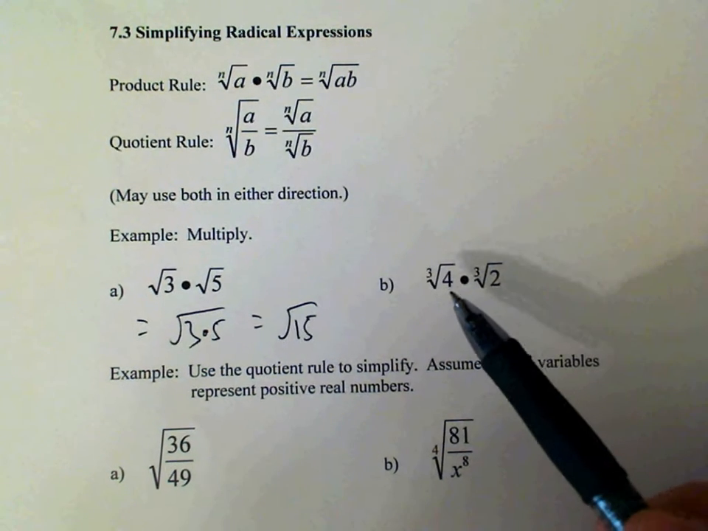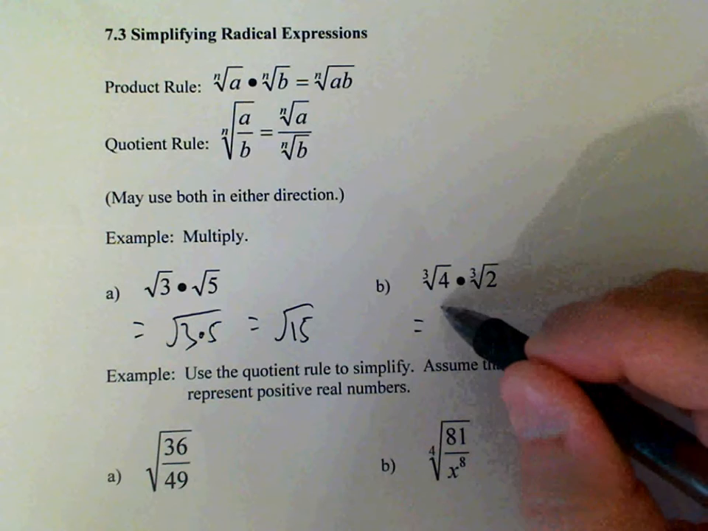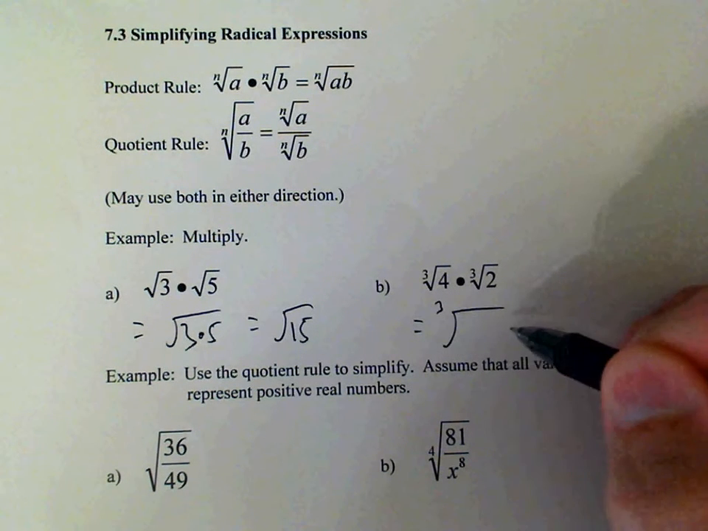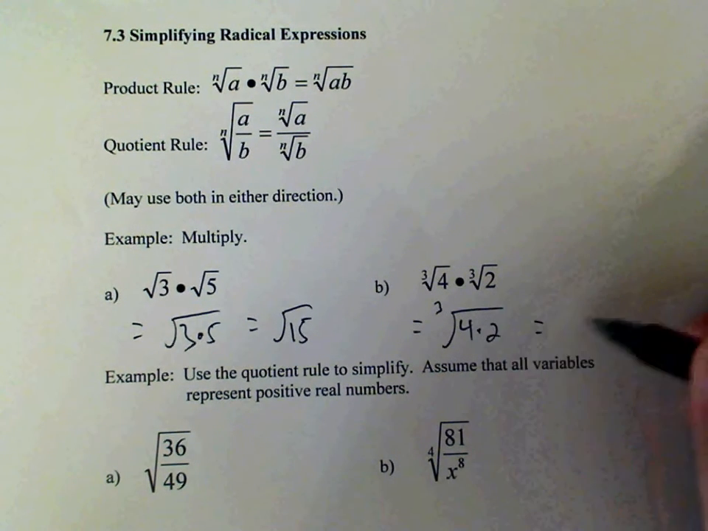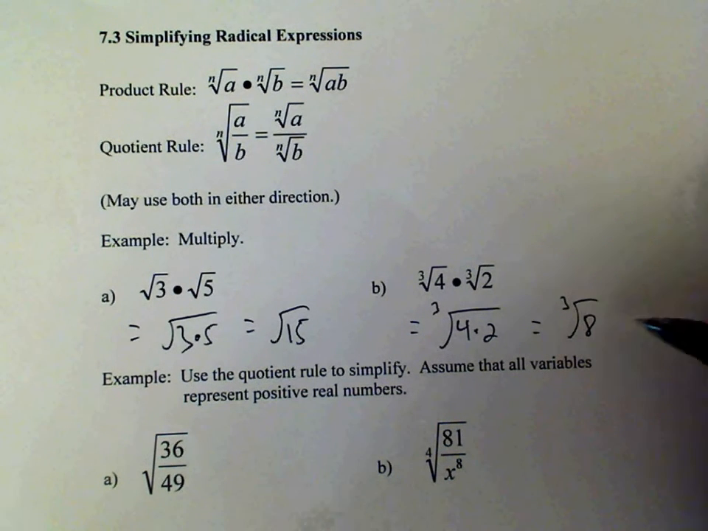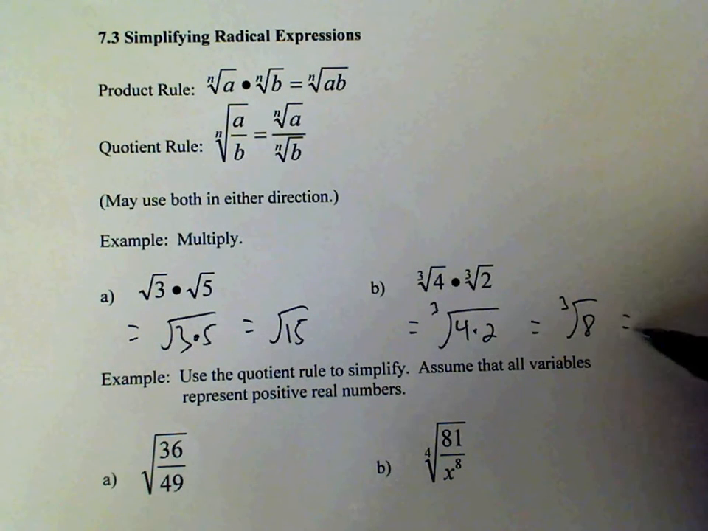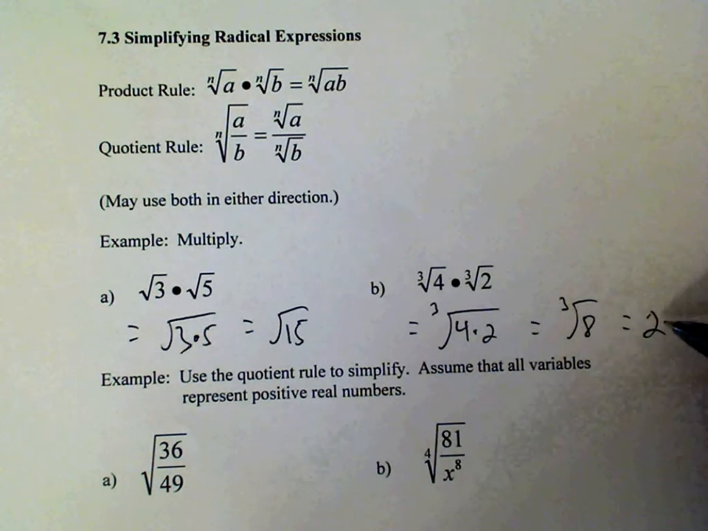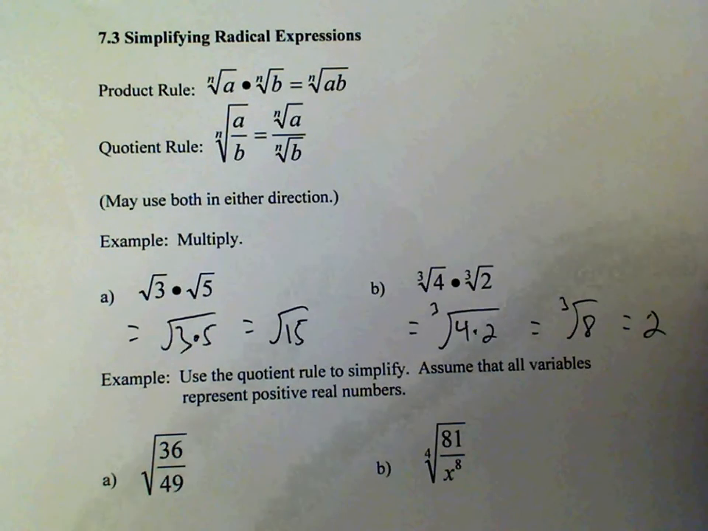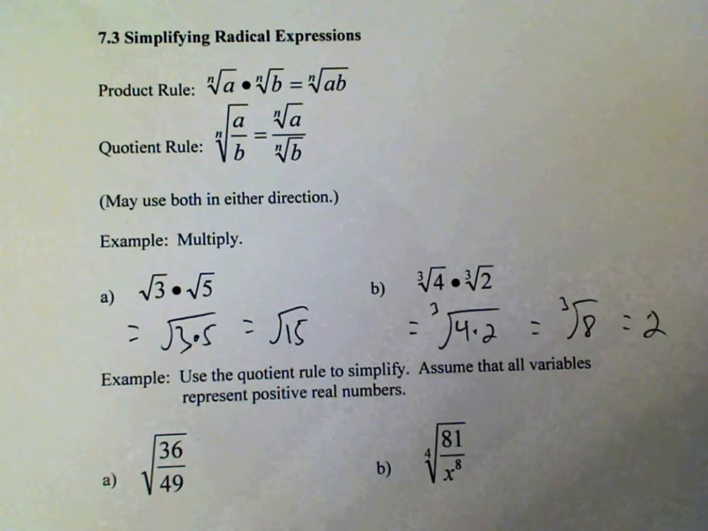Now for B part, you'll notice they're both cube roots. So I'm going to go ahead and multiply those underneath one cube root. So I'm going to find the cube root of 4 times 2, which is the cube root of 8. But now I'm going to think, do I know what the cube root of 8 is? And I do, because it simplifies as 2. 8's a perfect cube of 2. 15 wasn't a perfect square, so I left it as it is.